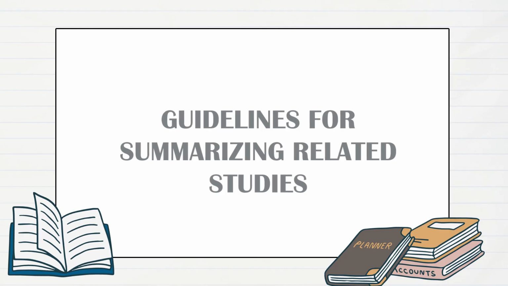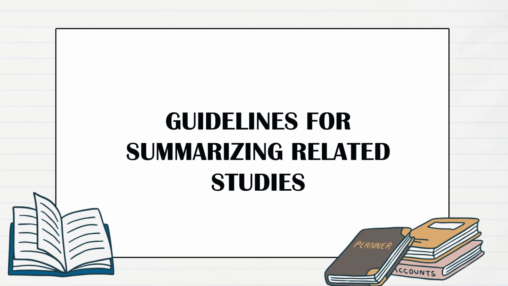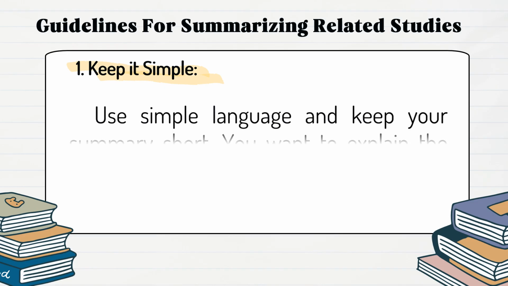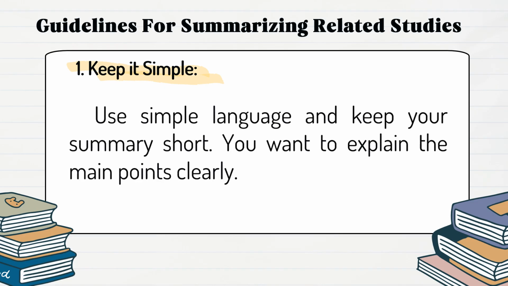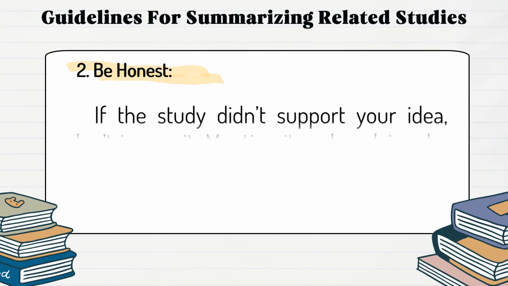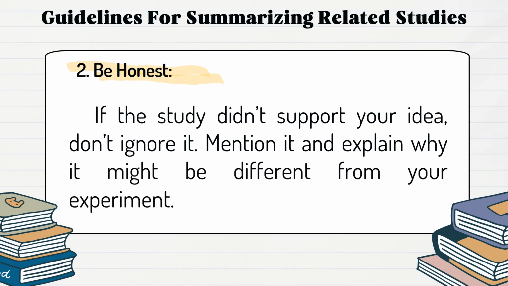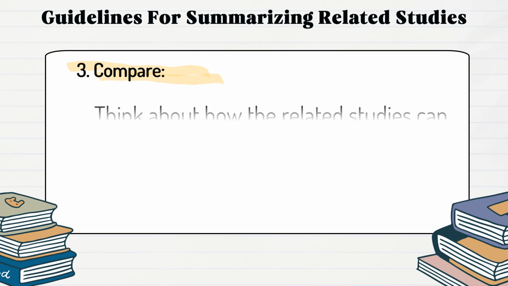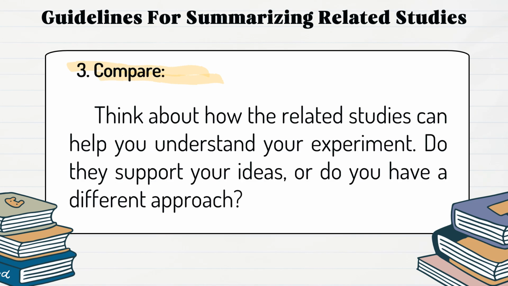Guidelines for summarizing related studies. 1. Keep it simple. Use simple language and keep your summary short. You want to explain the main points clearly. 2. Be honest. If the study didn't support your idea, don't ignore it. Mention it and explain why it might be different from your experiment. 3. Compare. Think about how the related studies can help you understand your experiment. Do they support your ideas, or do you have a different approach?